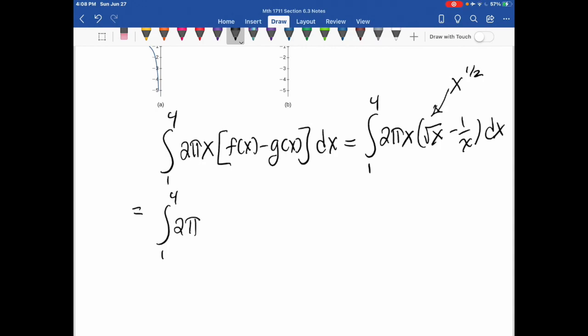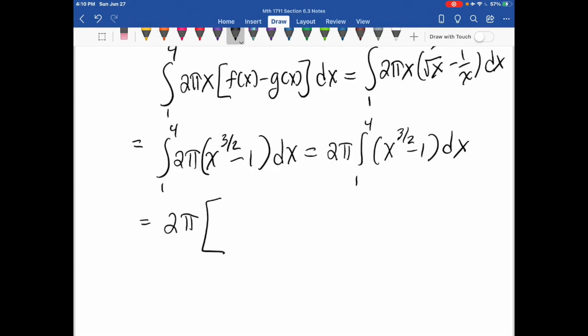When I simplify my integral, I have 2 pi, and I can write that x here as x to the 1/2. So when I multiply it by the x on the outside of the parentheses, I get x to the 3/2. And then when I take x times 1 over x, I just get 1. I can pull that 2 pi out in front, and I have x to the 3/2 minus 1 dx.